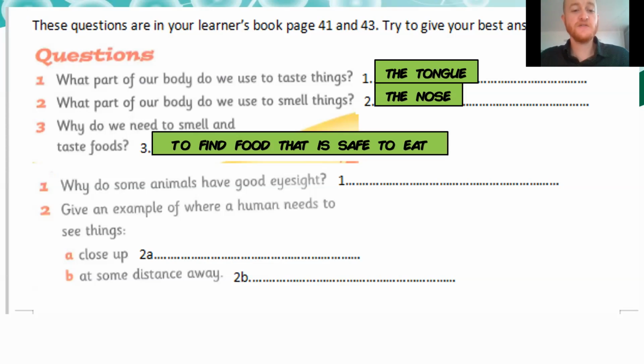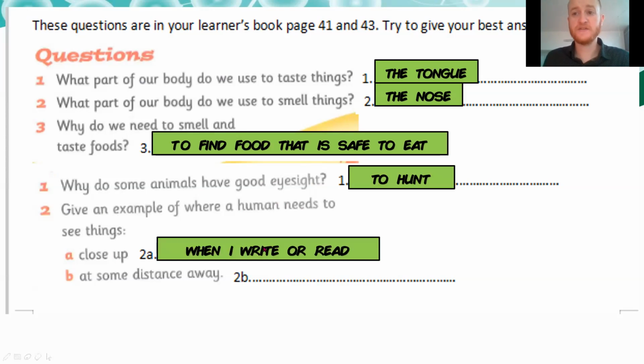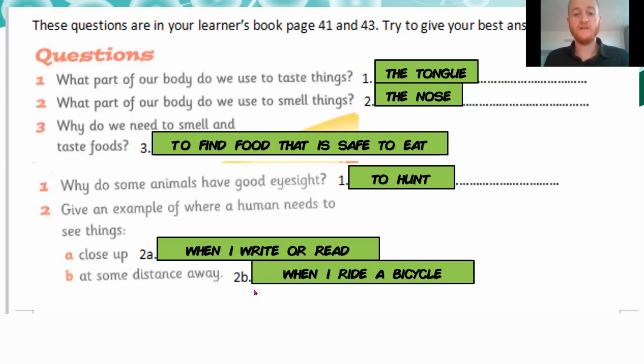Why do some animals have good eyesight? Because they need to hunt. Give an example of where a human needs to see things from close up, from very near. Well, for example, when I write or read. And at some distance away, something far away, well, when I ride a bicycle or when I drive my motorbike, usually I need to see far away.